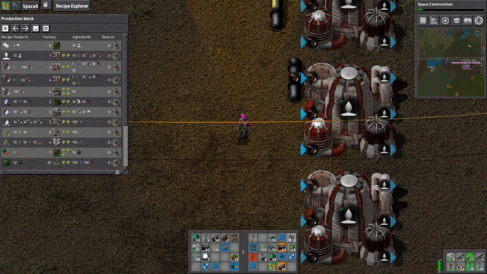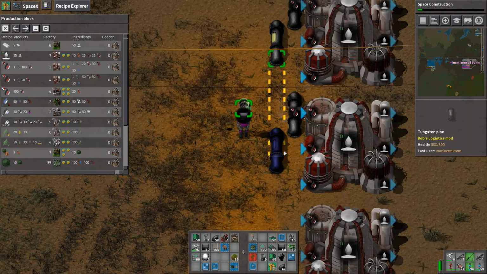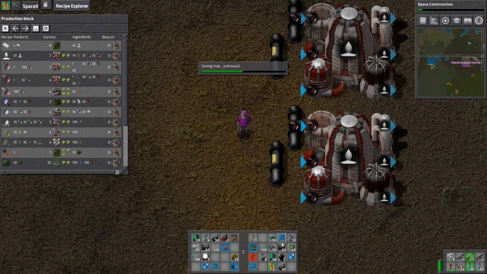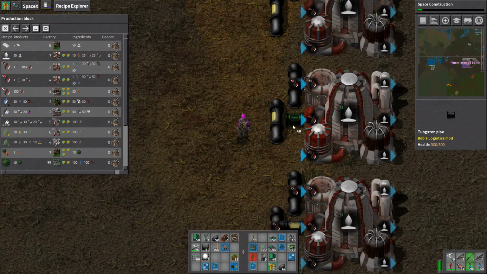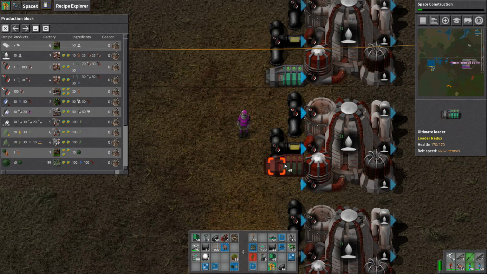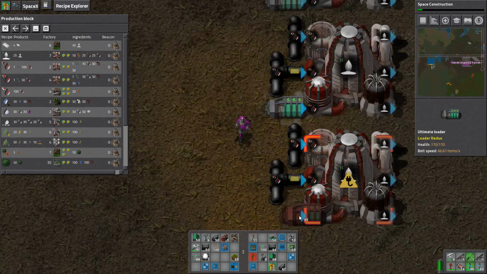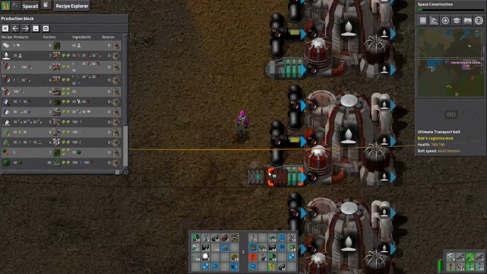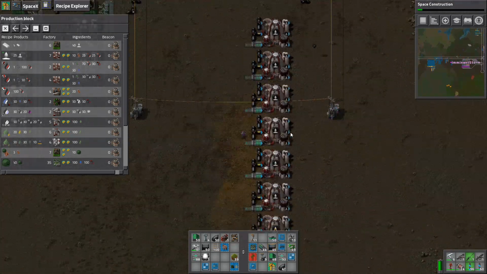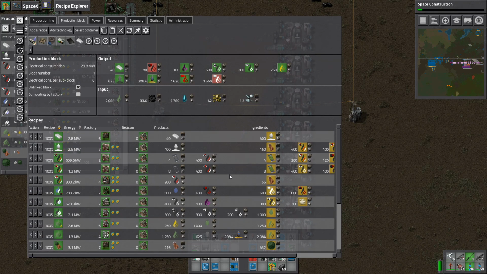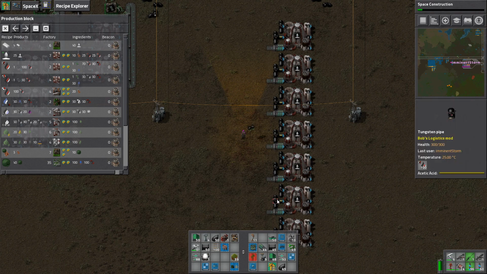Oops. That is not where I wanted to put that. Okay, and then I'm gonna have loaders coming in here. There we go. Okay. Now 160 per second is going to require a minimum of 3 separate feeding lines to feed into these.